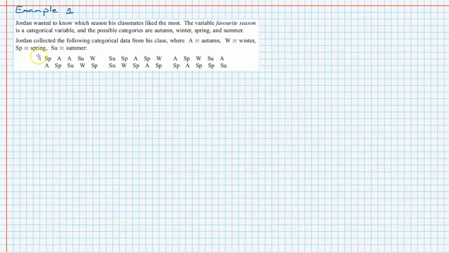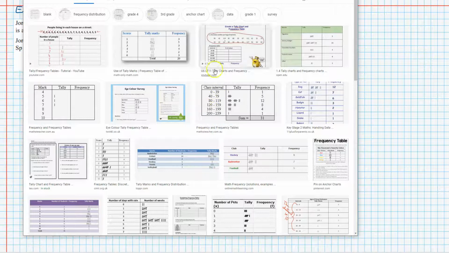And down here what we've got is the data that Jordan has collected from his friends. Now what we're going to do with this data is, firstly we're going to organize it into something called a tally and frequency table, and then we'll try and organize it into, let's say, a vertical column graph and then a horizontal bar chart. Now a tally and frequency plot, or table I should say, they typically look like this.